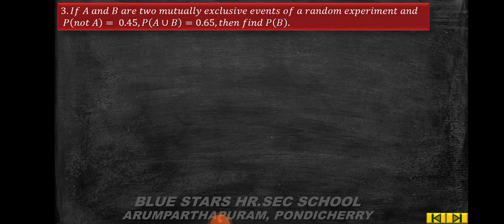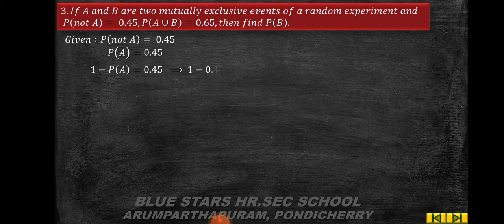Question number 3. If A and B are two mutually exclusive events of a random experiment and P not A is equal to 0.45, P of A union B is equal to 0.65, then find P of B. Given P not A, that is P of A bar, is equal to 0.45. So 1 minus P of A is equal to 0.45. 1 minus 0.45 is equal to P of A. So P of A is equal to 0.55. But we have to find P of B.